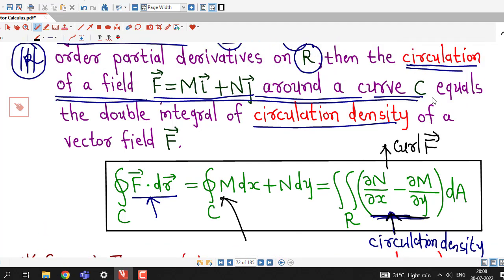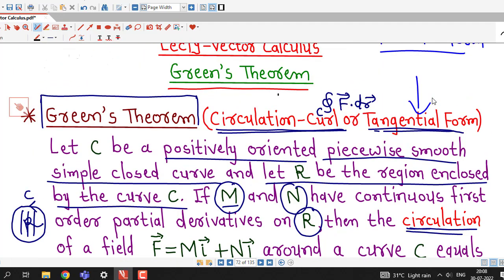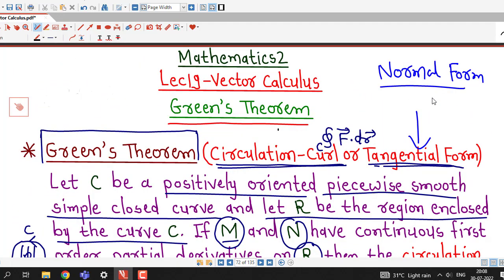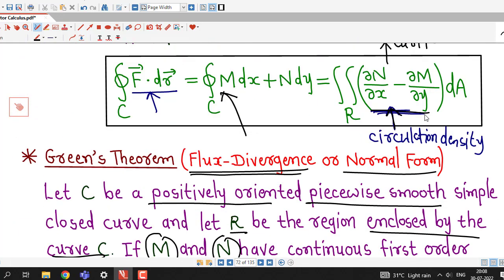So now I believe that you have understood about both the forms of Green's theorem, tangential form and normal form, and from upcoming lecture we will discuss problems related to Green's theorem.